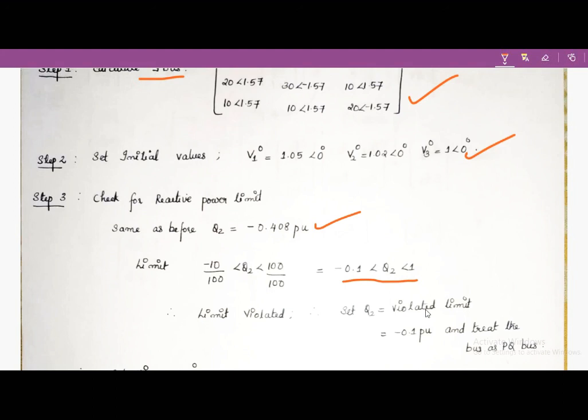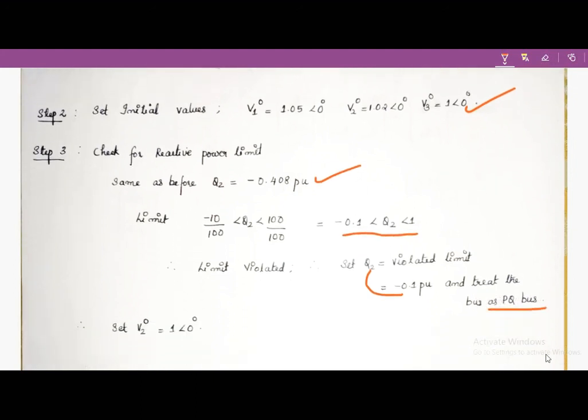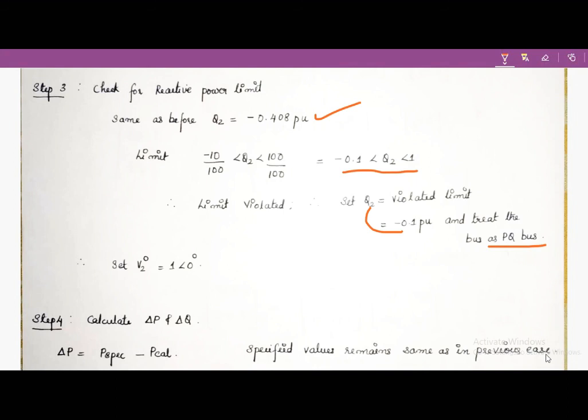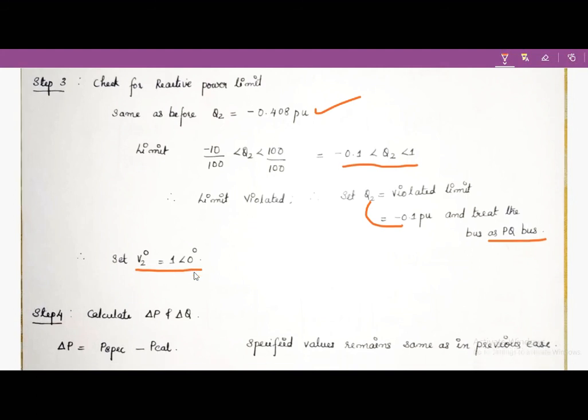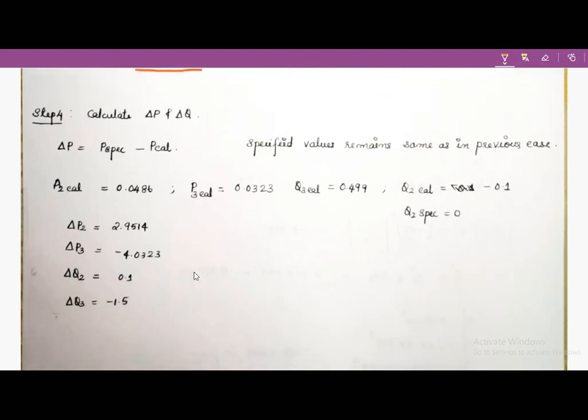When the limit is violated, we will be setting Q as the violated limit and treat the bus as a PQ bus, similar to the way we have done within the Gauss-Seidel method. Once it is no longer a generator bus and it is treated as a load bus, we have to reset the second bus voltage as 1 angle 0. Now from the fourth step onwards it is the same.